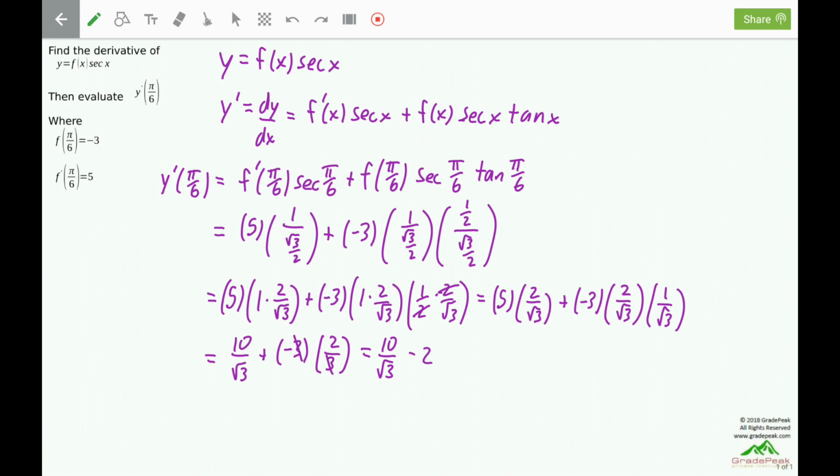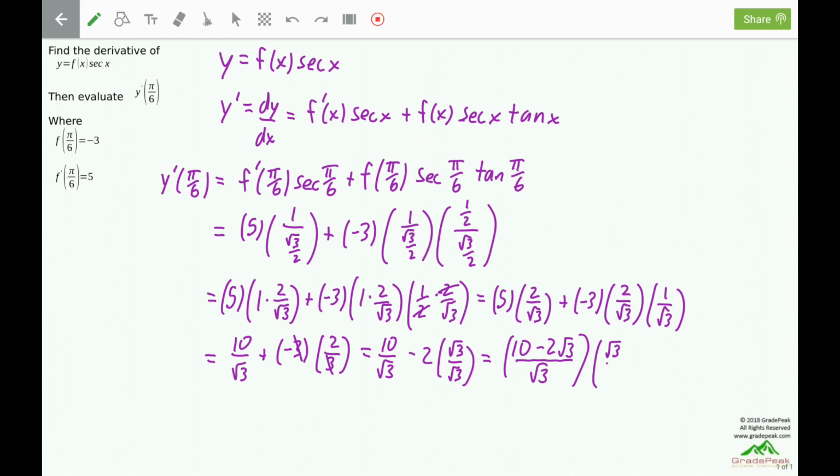Now it is possible to get a common denominator between these. It'll be root 3. We're going to multiply this by root 3 over root 3. And that will give us 10 minus 2 root 3 over the common denominator of root 3. So there's one way to write that result. Now since we have a root in the denominator, it's also possible to rationalize this. It's not necessary to do that, but it's possible to do that.